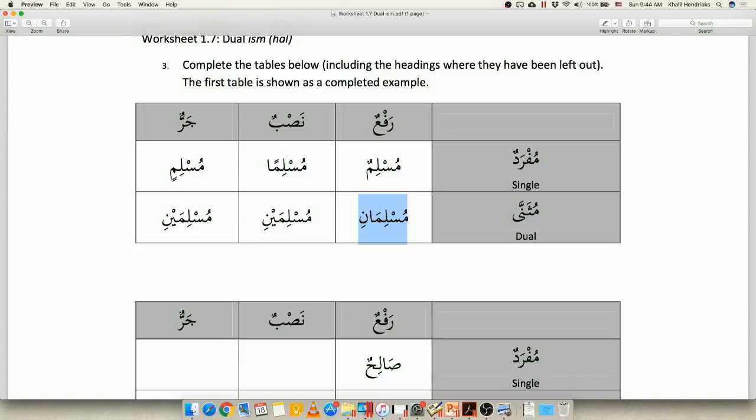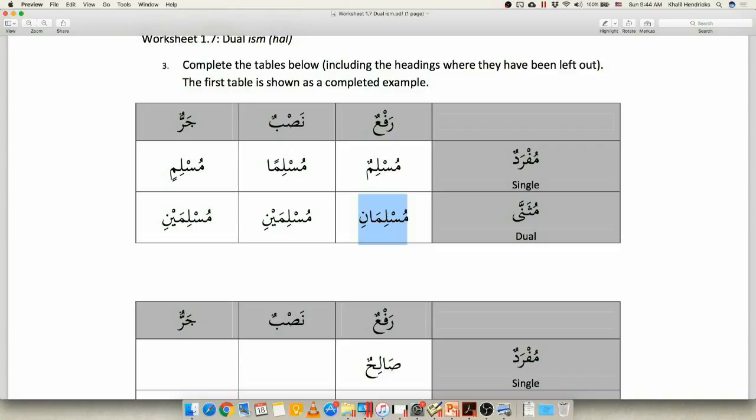There's no al. So now when it comes to dual, we have no tanweens, but you look at the al. If there's no al there, it's indefinite. How do I make Muslimani definite? Al-Muslimani. So first, it's raf'un, it's indefinite. Number 3, is it male or female? Remember, what's a female Muslim?